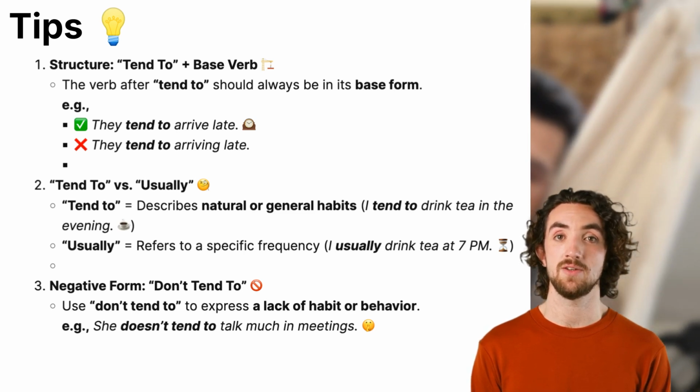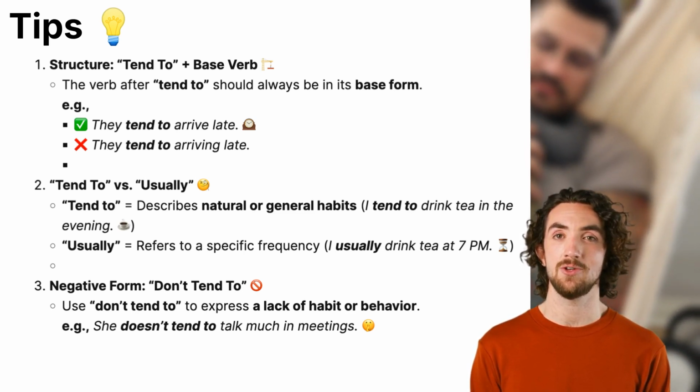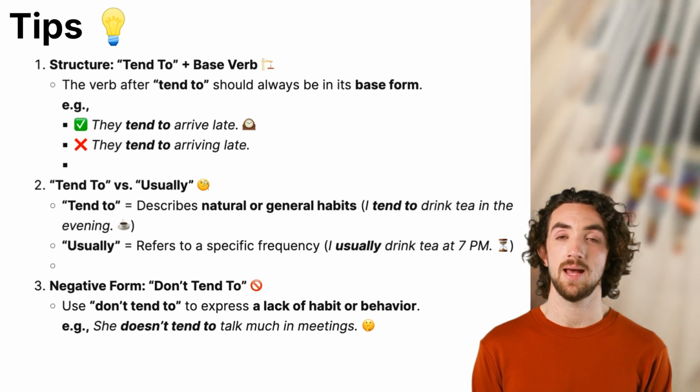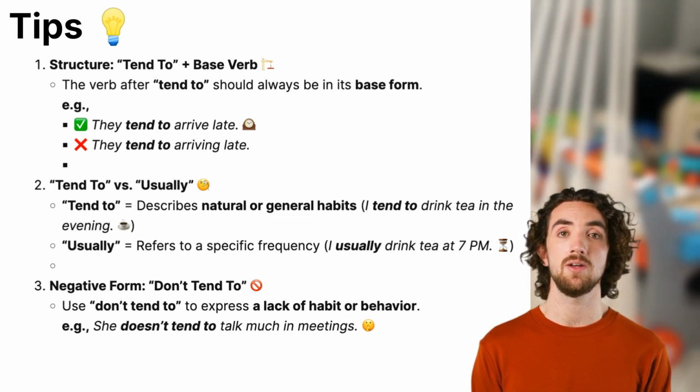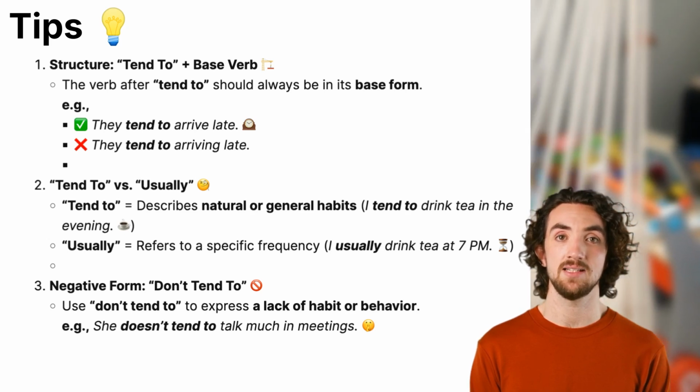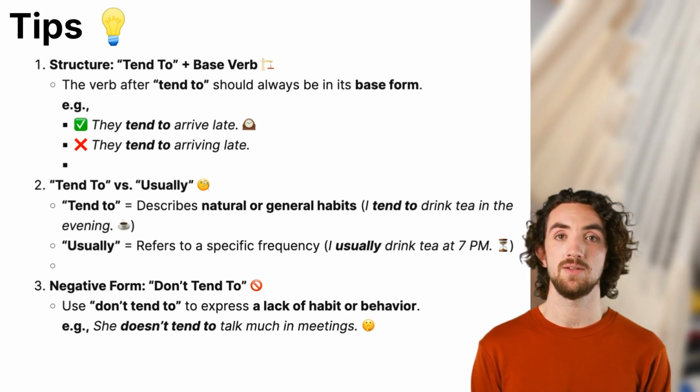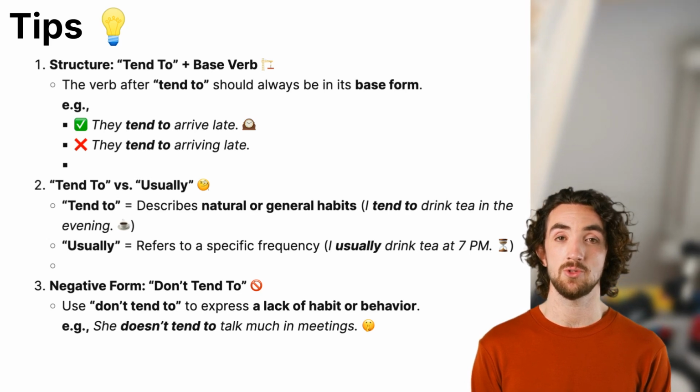Usually describes a specific frequency. Example, I usually drink tea at 7 p.m. It happens at a regular time. If you want to talk about general tendencies, use tend to. If you want to describe specific habits with frequency, use usually.